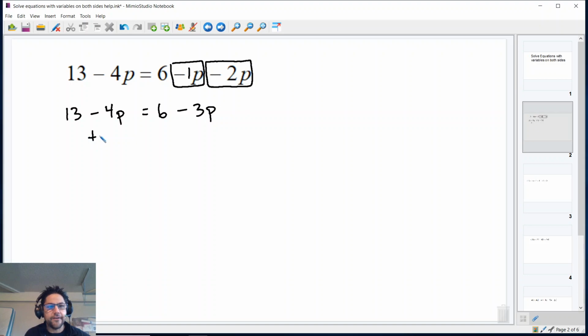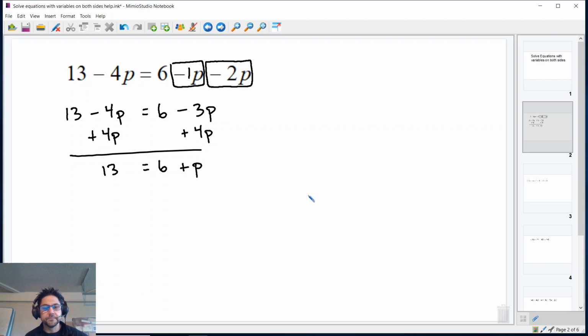So I'm going to go ahead and add 4p to both sides. The reason I've asked my students to think about it this way is because many 8th graders still make mistakes with those negative signs. So this is one strategy to limit the amount of negative signs that you have. So I have 13, which is positive, 6, which is positive, and then negative 3 plus 4 is positive 1p, or just plus p.